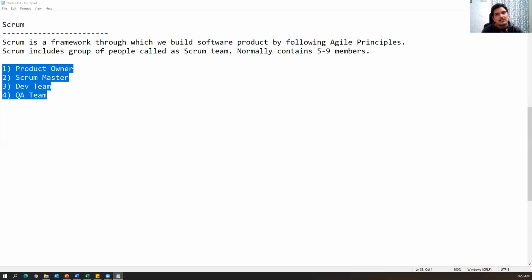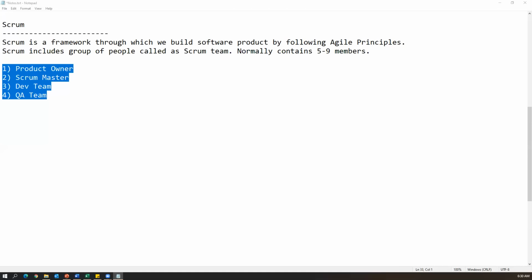Now let us understand the roles of these people. What will the product owner do, what is the responsibility of the Scrum master, and what are the responsibilities of the developers and QA team? One more important thing, guys: in the agile process, everybody will work together as one single team. QA, developer, product owner, Scrum master, all these people will work for one particular product. The ultimate goal of agile is to deliver a quality product to the customer as soon as possible, in the shortest time. That's the main goal of agile.